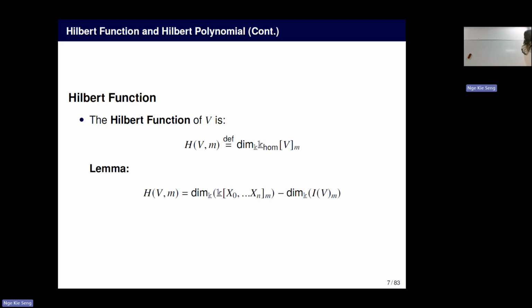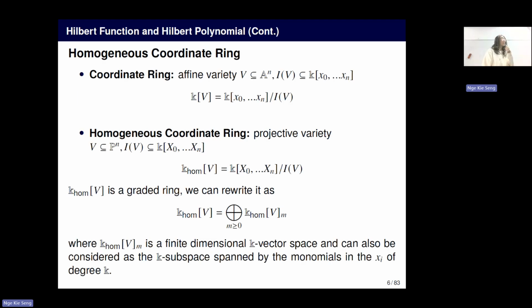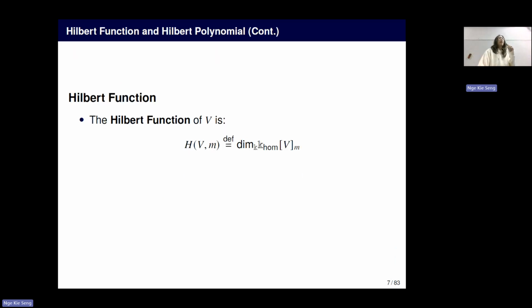So we give out a lemma such that this simplifies how we calculate the Hilbert function in actual practice. Because what we had just now is that the homogeneous coordinate ring is a quotient ring, and in return we can show its dimension by subtracting the original ring and what we have quotiented out. So this gives out the lemma.